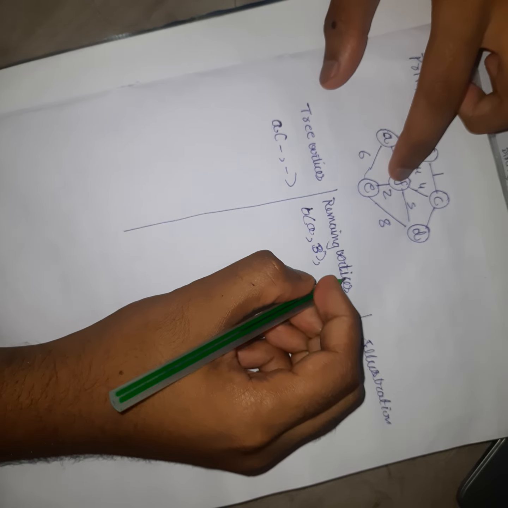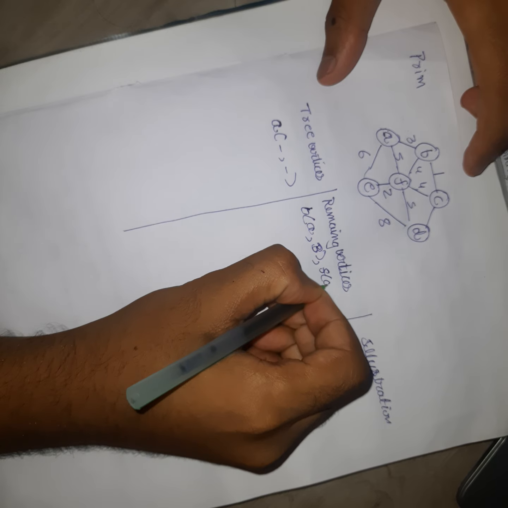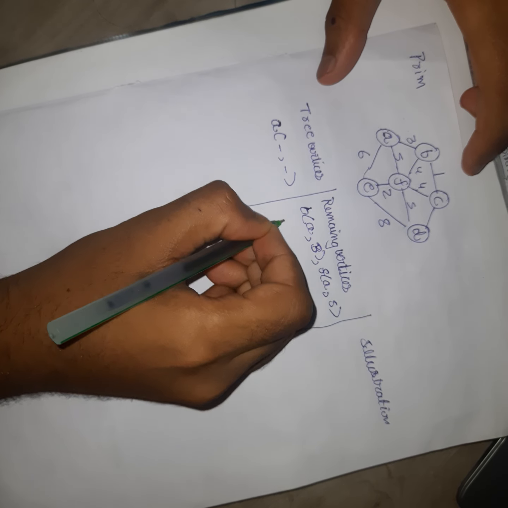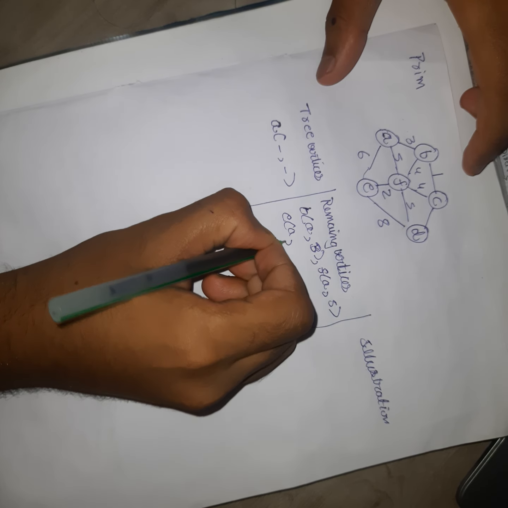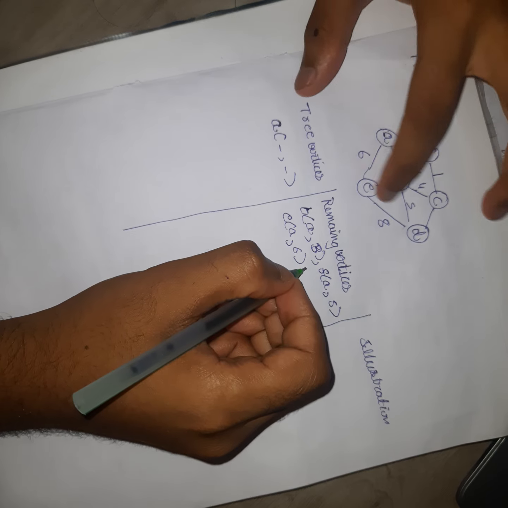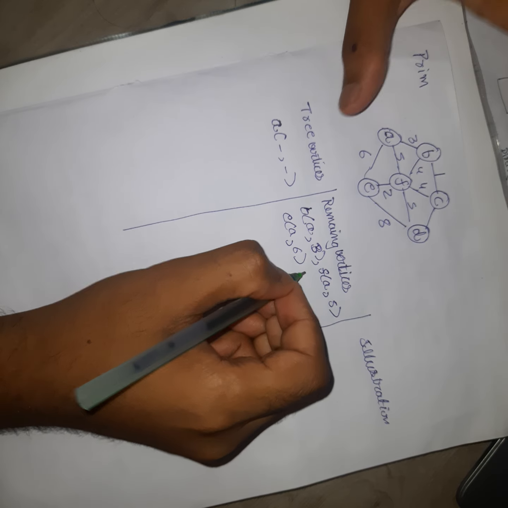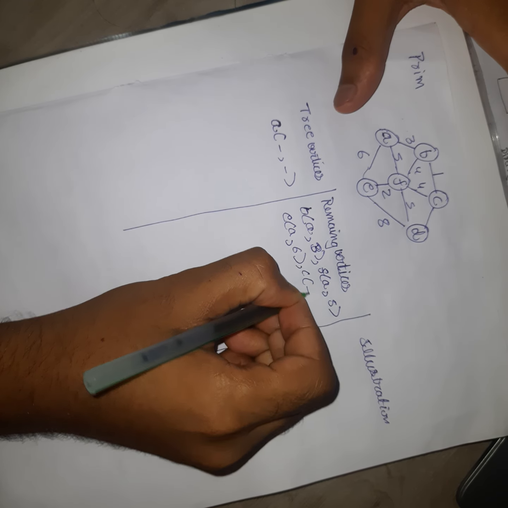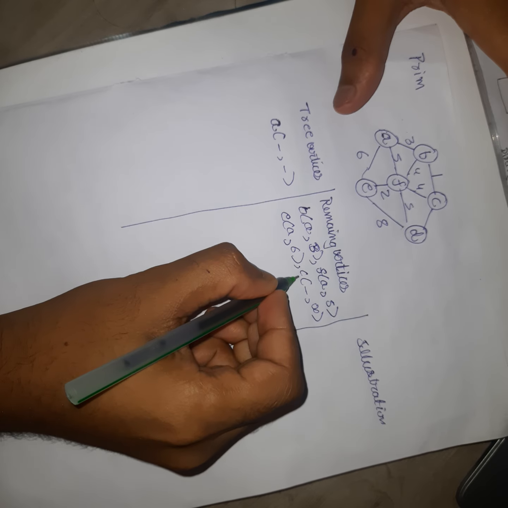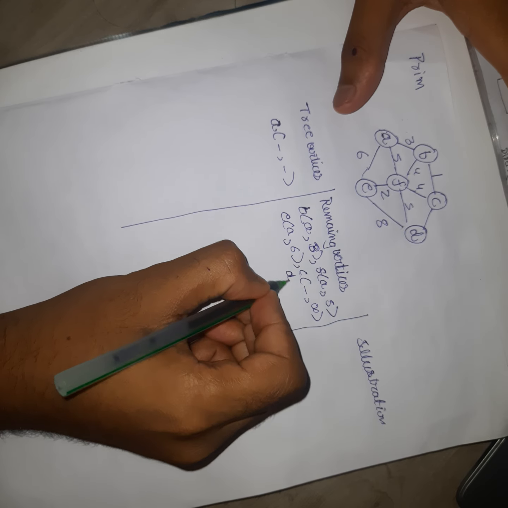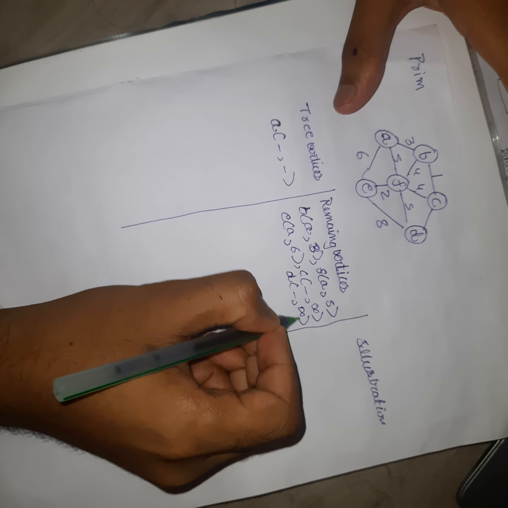And next is F. What is the distance? It is 5. For E, the distance will be 6. For all the others, it will be infinity. You have to write infinity like this for C. You have written C, right? For D also I should write like that only.